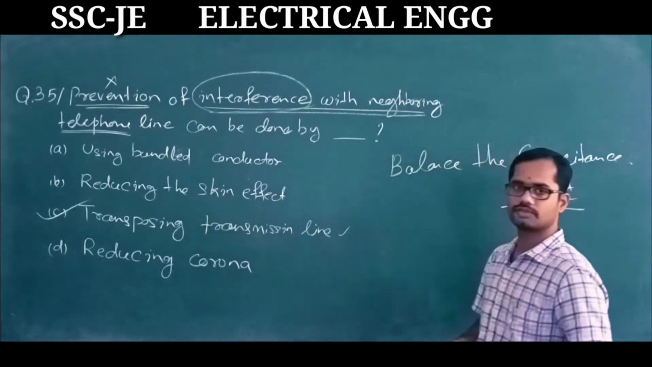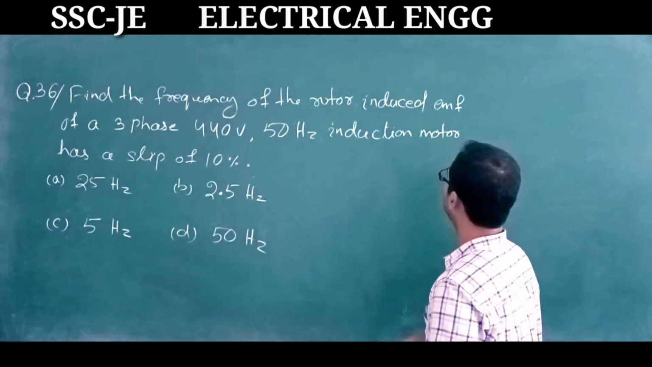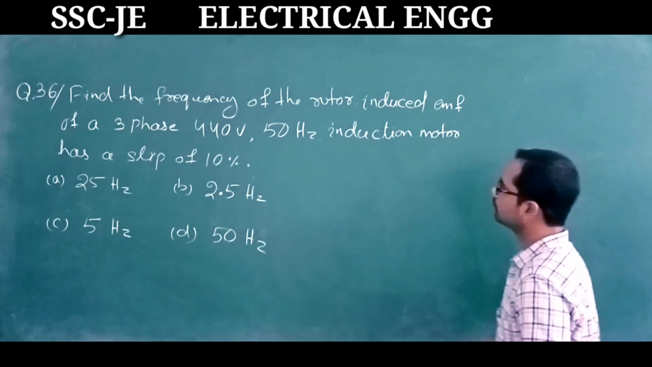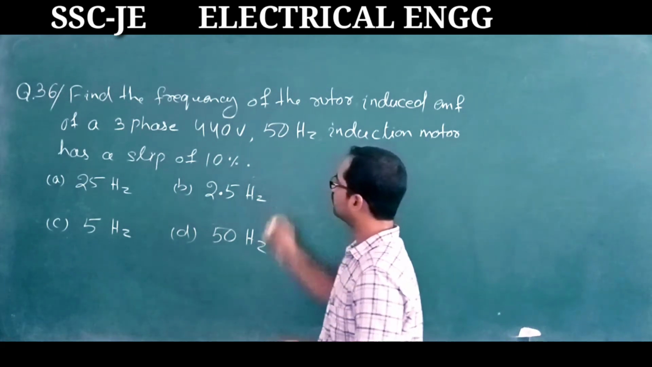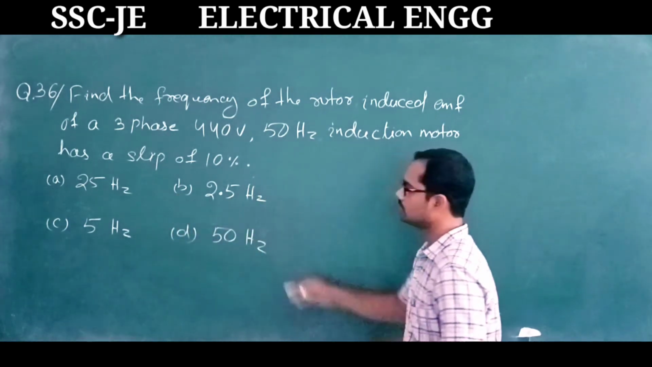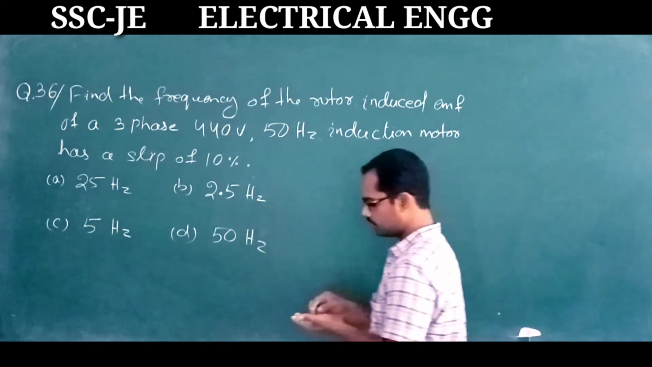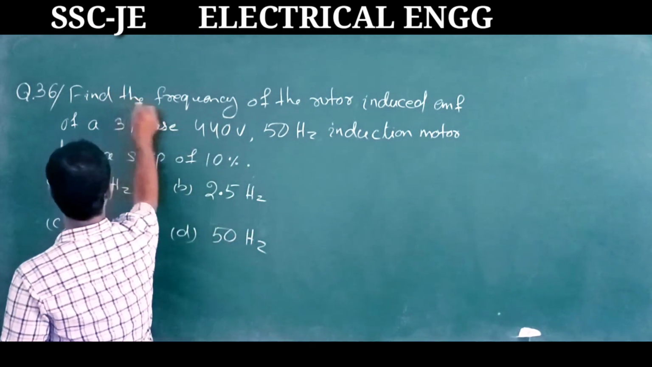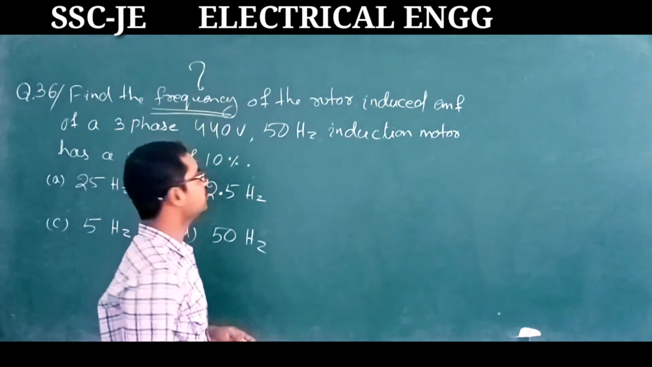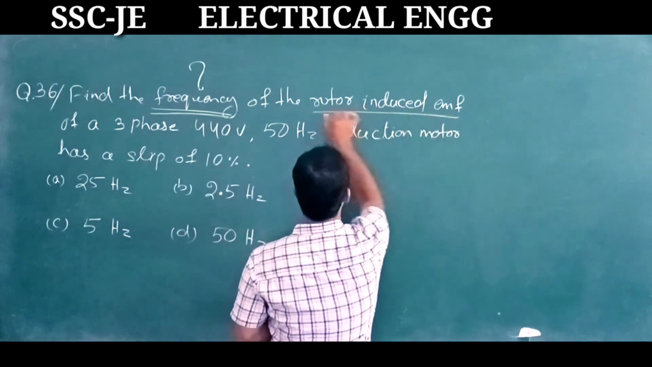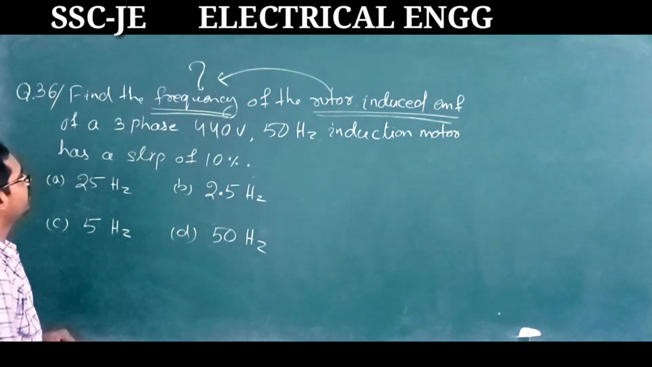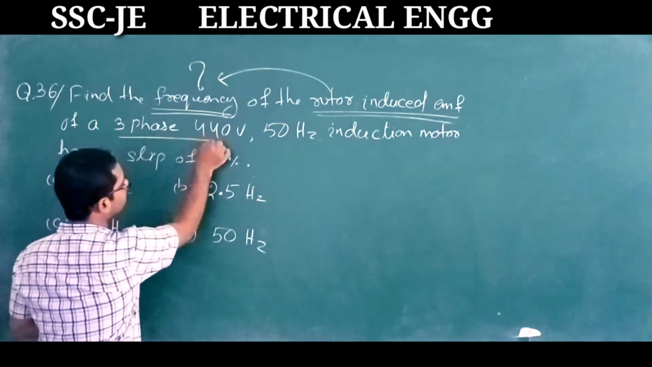Okay. So moving to the next question. Next question is, find the frequency of the rotor induced EMF of a 3-phase 440 volt 50 hertz induction motor with a slip given as 10%. The options are 25 hertz, 2.5 hertz, 5 hertz and 50 hertz. So the question is to find out the frequency. Whose frequency? Rotor induced EMF. Means you have to find out the rotor frequency of a 3-phase induction motor.